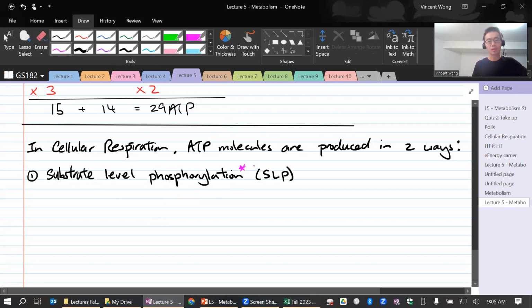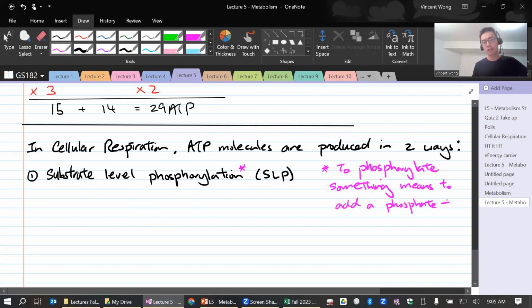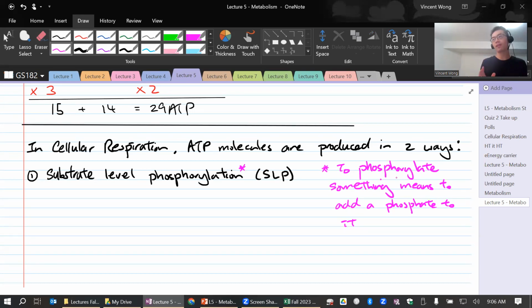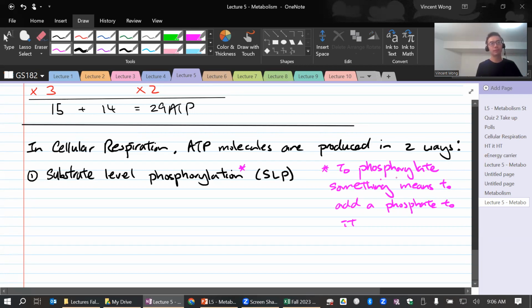What does that even mean, right? So I'm just going to put a star here. To phosphorylate something means to add a phosphate to it. Okay, so that's what phosphorylation means. It just means you have to add a phosphate to the molecule. So substrate level phosphorylation goes like this.